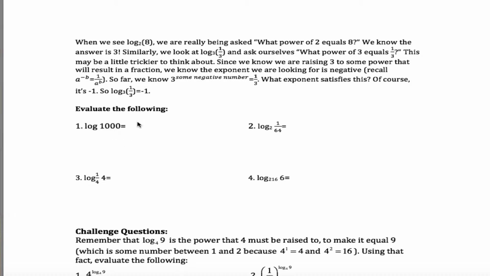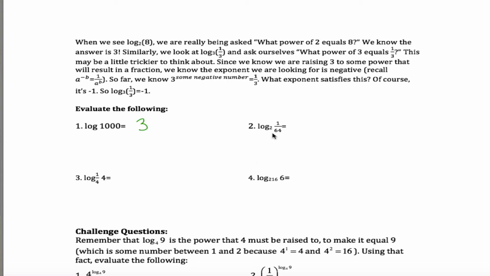And so the answer is 3, and that's because 10 to the 3rd power is 1,000. So because 10 to the 3rd power is 1,000, the log base 10 of 1,000 equals 3.